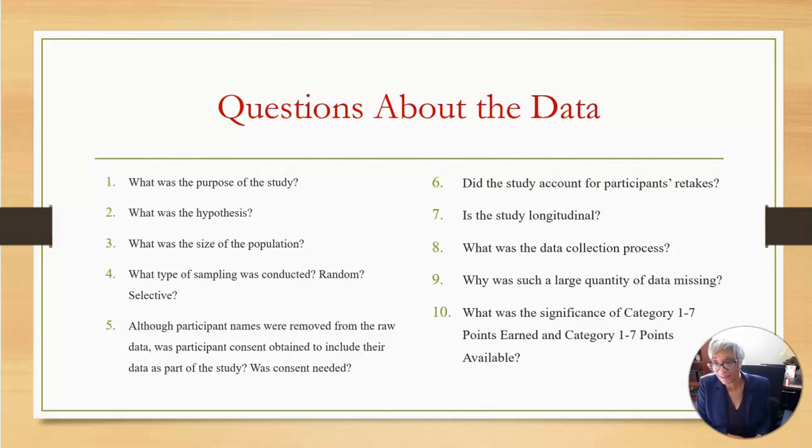What was the data collection process? And why was such a large quantity of data missing? I think those two questions go hand in hand. How was the data obtained? Was it from some government side or the Praxis test side? Why was there so much data missing? And then what was the significance of categories 1 through 7, earned points and points available?